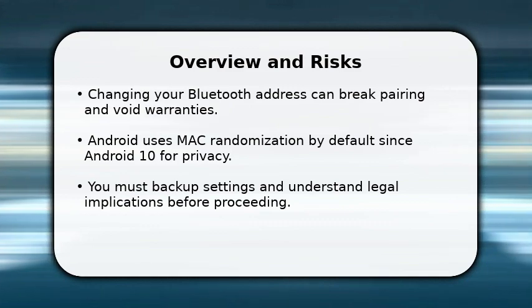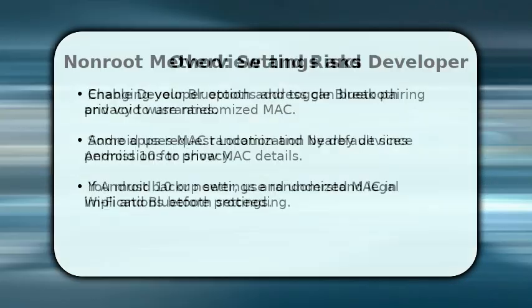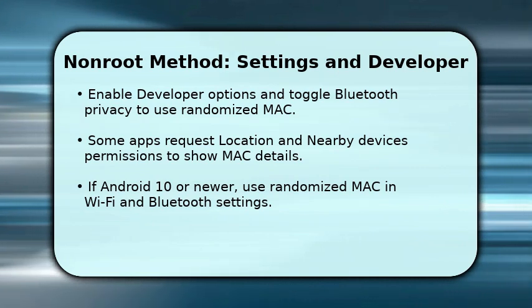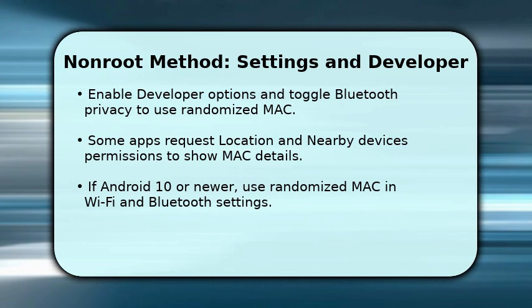Enable developer options and toggle Bluetooth privacy to use randomized MAC. Go to Settings, About Phone, tap build number 7 times to open developer options. In developer options, enable Bluetooth HCI Snoop Log only if troubleshooting is necessary. Toggle Bluetooth privacy to use randomized MAC for scans and connections when supported.